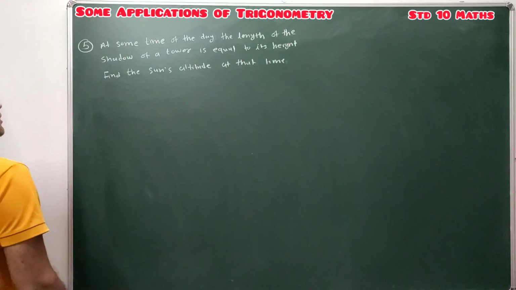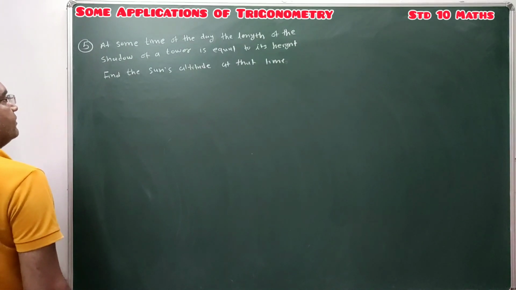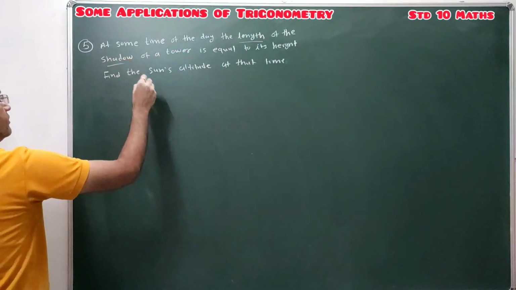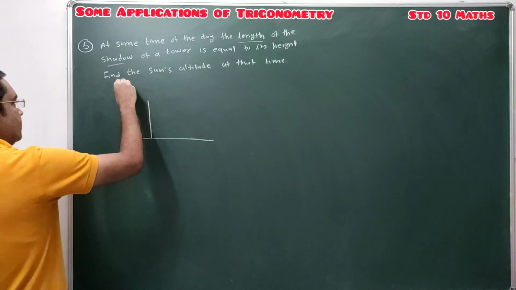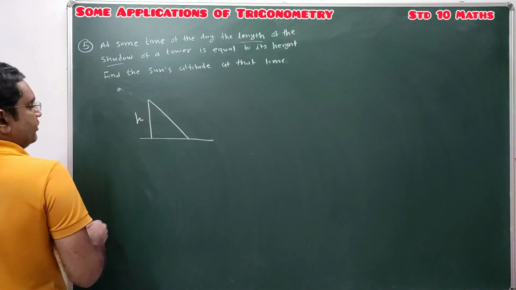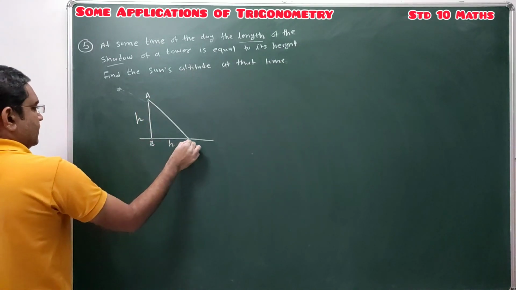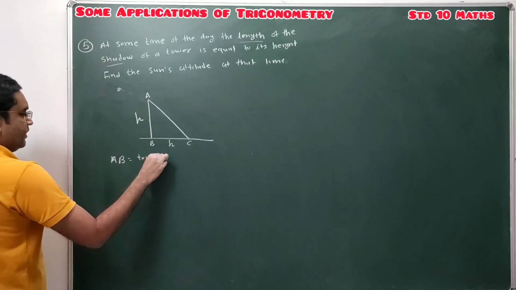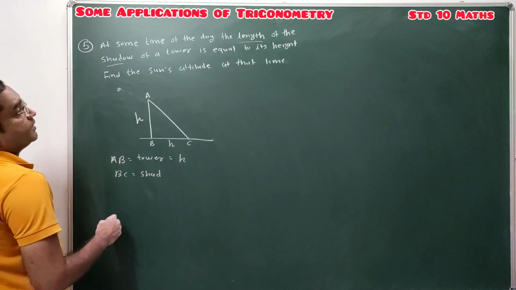Students, now at some time of the day, the length of the shadow of a tower is equal to its height. Find the sun's altitude at that time. What we are given is the length of the shadow of the tower. So this is the ground level, here one tower is there, and suppose the sun is there. The shadow of the tower will be like this. The height of the tower is equal to the shadow of the tower. So here AB is the tower, whose height is h, and BC is the length of the shadow.